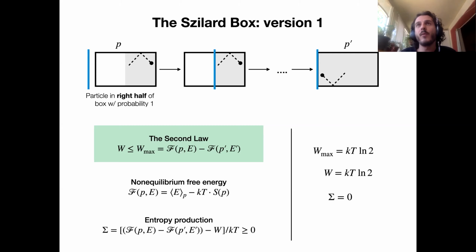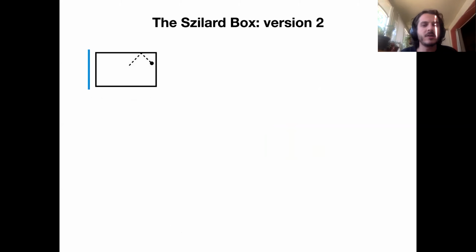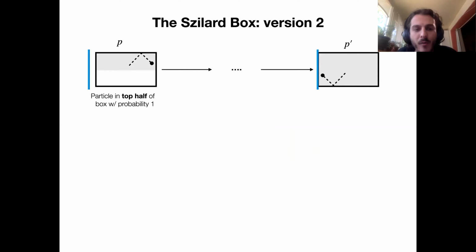Great. Now let's consider a slight variant of the previous setup, where we still have the Szilard box, a single particle, a vertical barrier, but now we initially find out that the particle is located in the top half of the box with probability 1. So let's say we still want to extract work from this box by bringing it to its uniform equilibrium distribution somehow. And we want to ask, how much work can we extract from this initial distribution? If we do the calculation of the drop in non-equilibrium free energy, it's exactly the same.